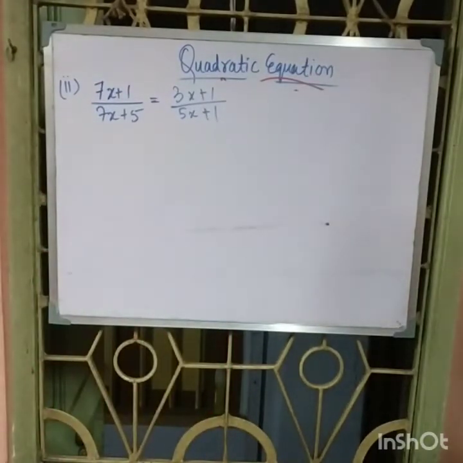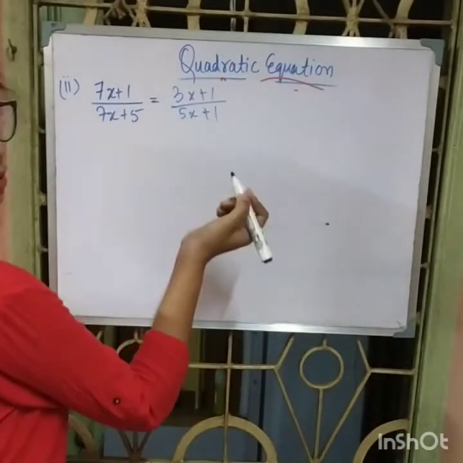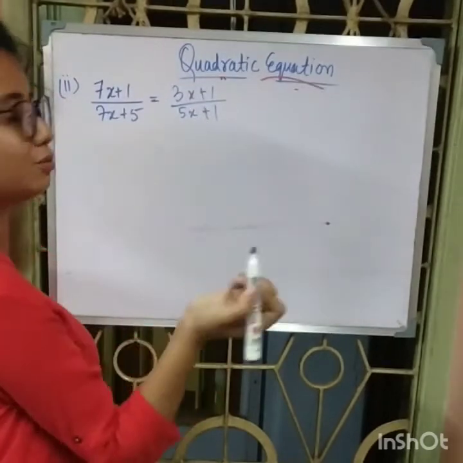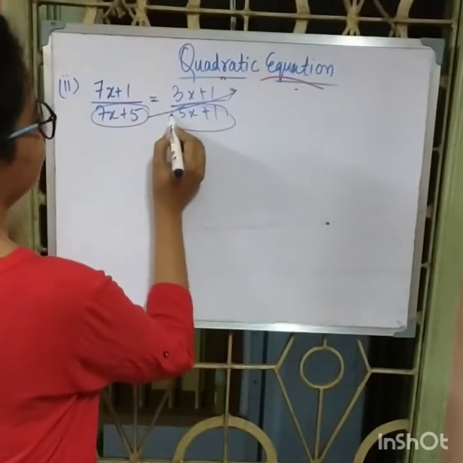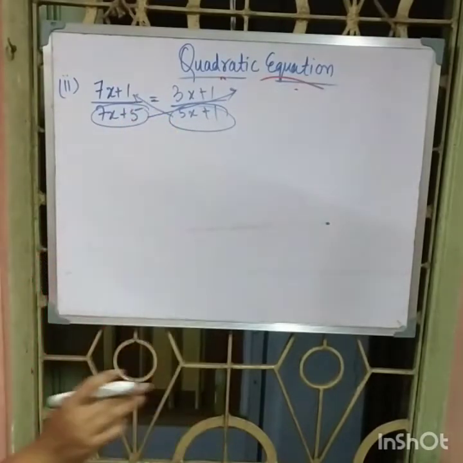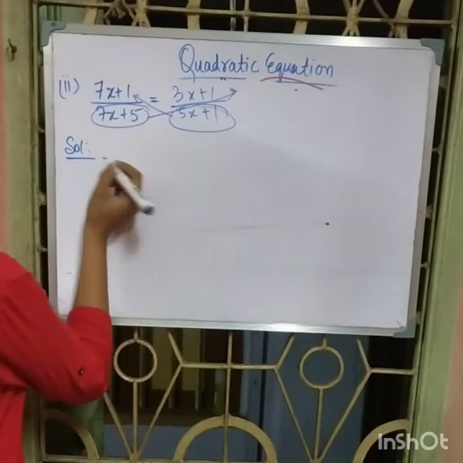So how to solve these kinds of equations? They are fractions, right? Remember one thing, whenever there are fractions, just cross multiply. What do you mean by cross multiplication? Simply, this thing will go there, this thing will go there. This is very easy, right? So how to solve this?